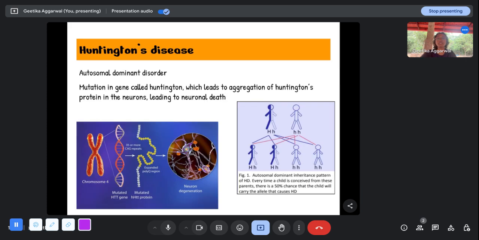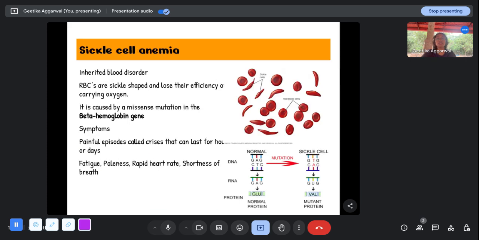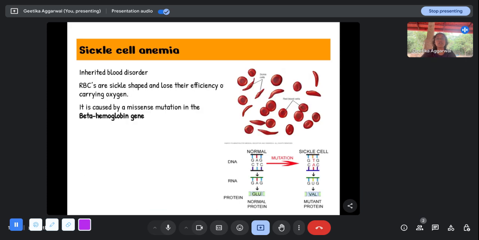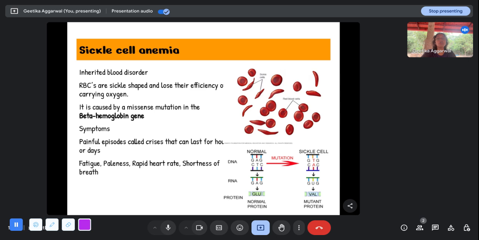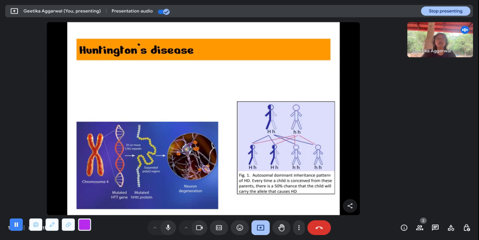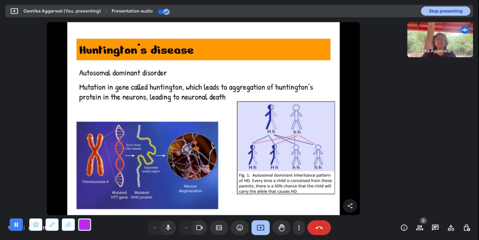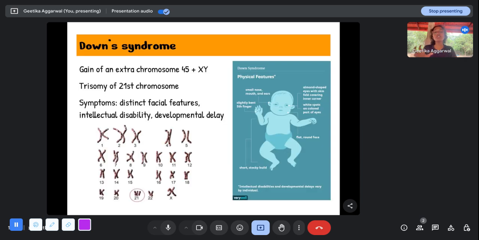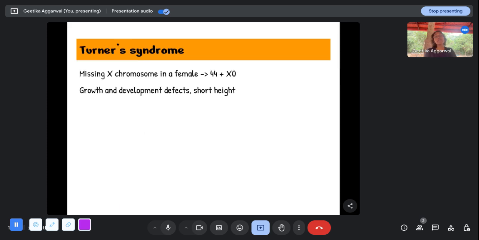So you can see here the ones that we discussed earlier: sickle cell anemia or genetic epilepsy. These can be caused by point mutations. Sickle cell anemia is caused by point mutation. Genetic epilepsy can be caused by point mutation. Huntington's disease is actually caused by insertion of multiple copies of these codons, so it's caused by insertions. Down syndrome is caused by chromosomal aberration because there is addition of an entire chromosome, and Turner syndrome is another chromosomal aberration in which there is loss of an entire chromosome.